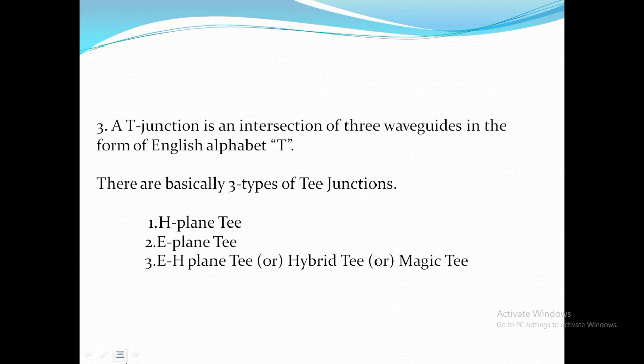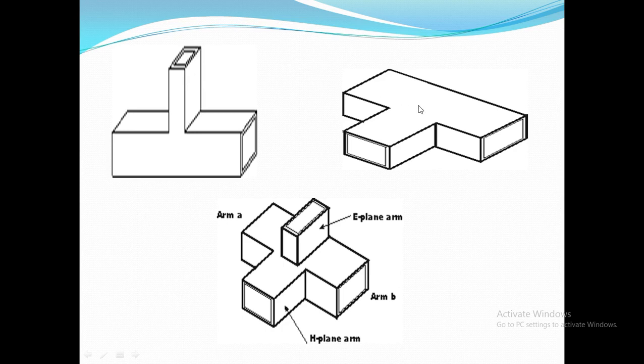Basically we have three types of T-junctions: H plane T, E plane T, and EH plane T, or hybrid T or magic T. These are the T-junctions. This is the E plane arm, H plane arm. This is arm A, arm B.